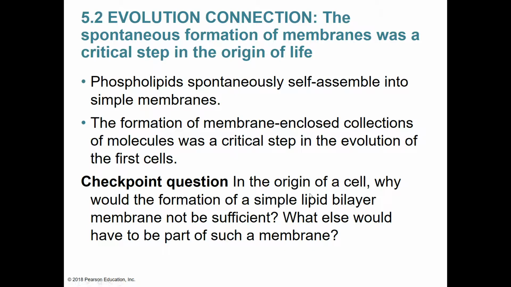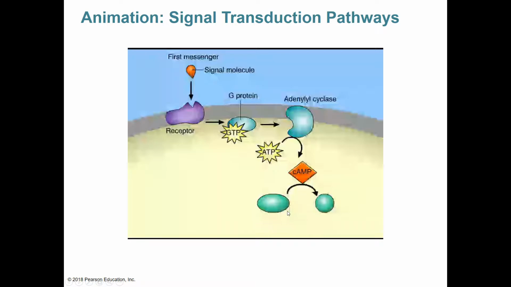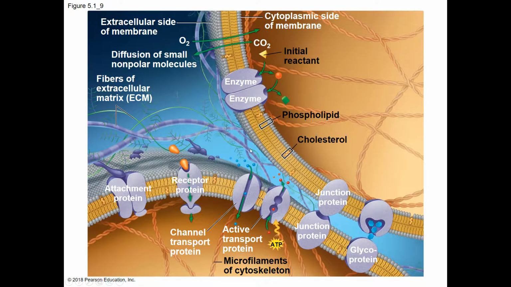And let's look at this checkpoint question. It says, why would the formation of a simple lipid bilayer membrane not be sufficient? What else would have to be part of such a membrane? Well, remember what we just looked at. Cell membranes have a lot more parts than just the phospholipids. Phospholipids are a good structure, but they can't do everything for the cell.